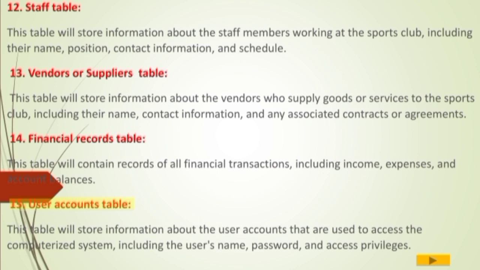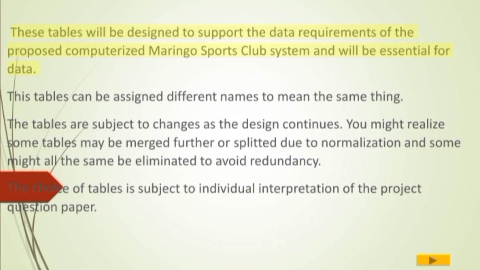15. User Accounts Table. This table will store information about the user accounts that are used to access the computerized system, including the user's name, password, and access privileges. These tables will be designed to support the data requirements of the proposed computerized Maringo Sports Club system and will be essential for data. These tables can be assigned different names to mean the same thing.